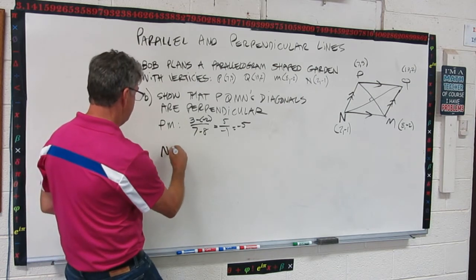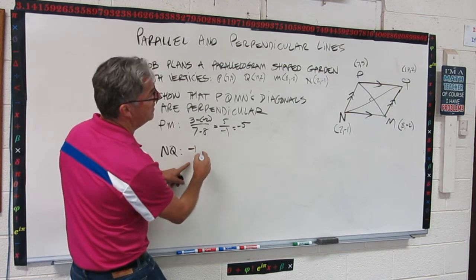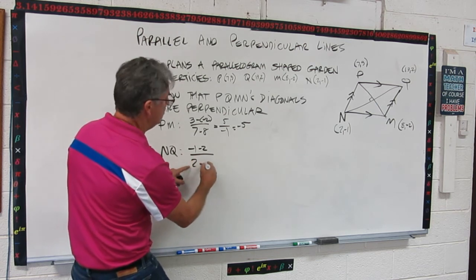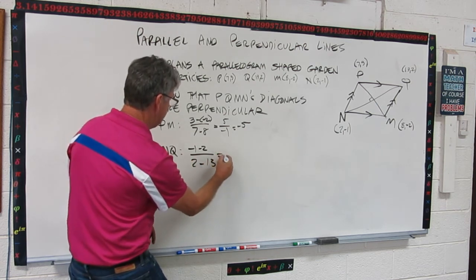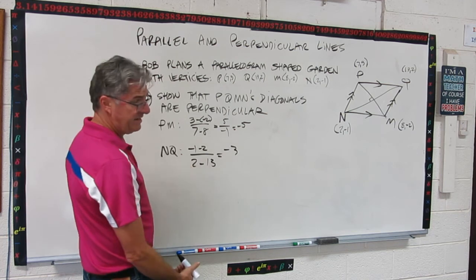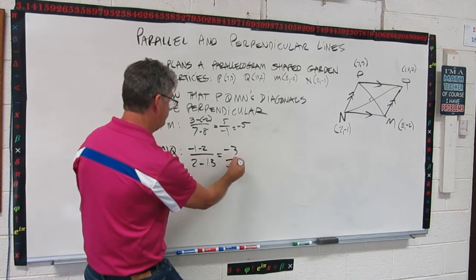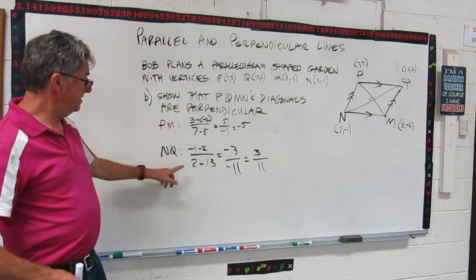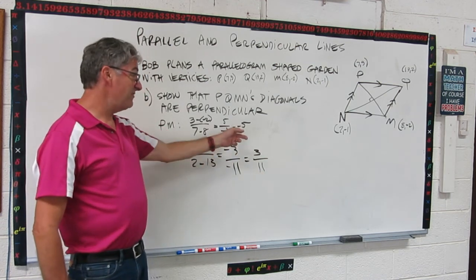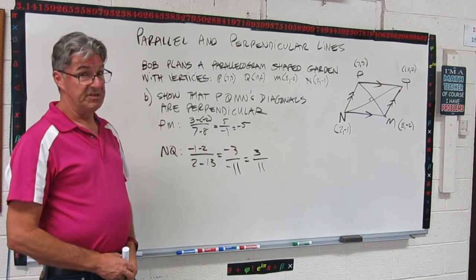That would be NQ. Boom. So I'm going to use N as my second point. So -1 minus 2 over 2 minus 13. Let's see what we get here. -1 minus 2 is -3. And 2 minus 13, what's that going to be? That's -11. Okay, so I finished that up, and here's what I get. The slope of NQ is 3 over 11. And that's not the negative reciprocal of -5, so the diagonals are not perpendicular to each other.